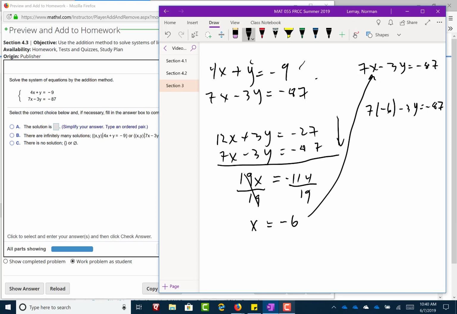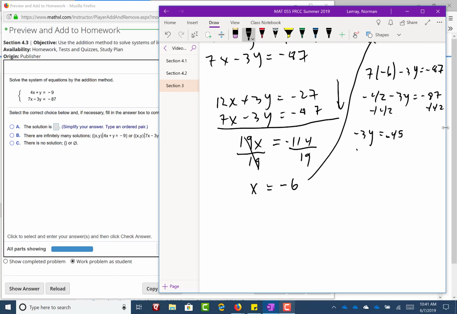So notice this reduces to one equation, one unknown. So this becomes -42 minus 3y equals -87. And so we'll add 42 to both sides. So on the left side, I got -3y is equal to -45. So now we'll go ahead and divide by a -3. So here the -3's drop out, so y equals, so this will be a +15. So we get the ordered pair, -6, 15.